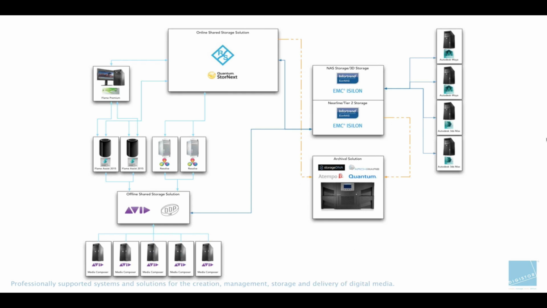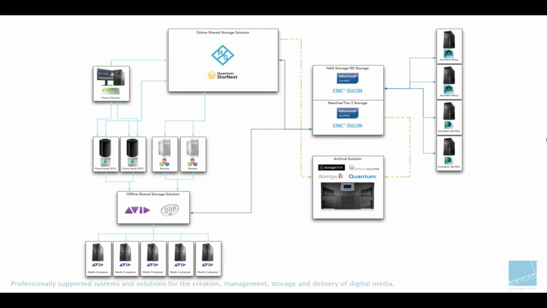So there's two quite distinct use cases there, but everything needs to work together. And as you can see, we can push material between any of those shared storage solutions that we've put there, and they're also tiered storage solutions as well. We're utilizing the archival solution to take material off tier 2 storage or off the primary storage to take an archive of the high-res masters and perhaps take them off-site.